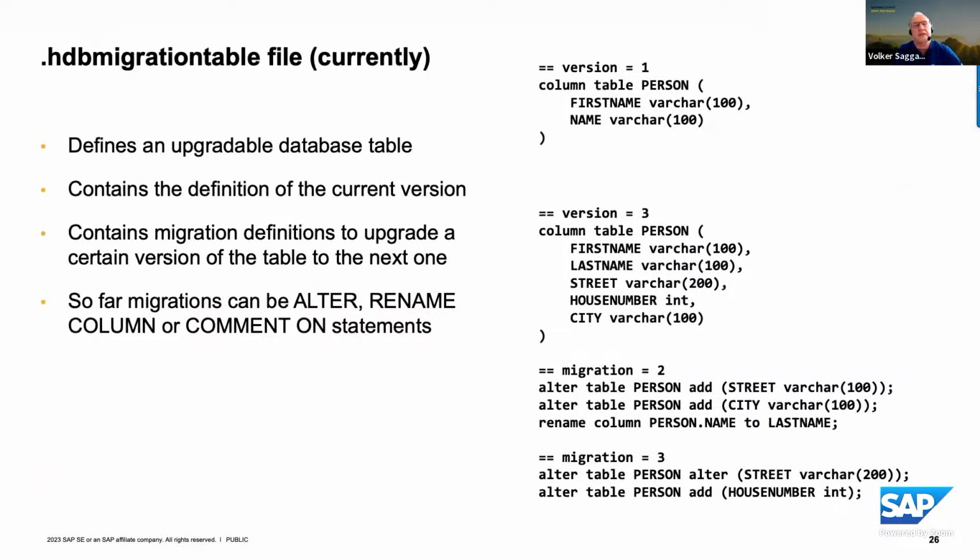So if we look at this sample, the migration table always has the concept of a version. You have the first version which you deploy, then you have a migration. In this case, you have a person with first name, last name. That was the very first version, and then I made the third version. Migration to version 2 was adding a street, adding a city, and renaming name to last name. And ultimately, we alter street from character 100 to 200.